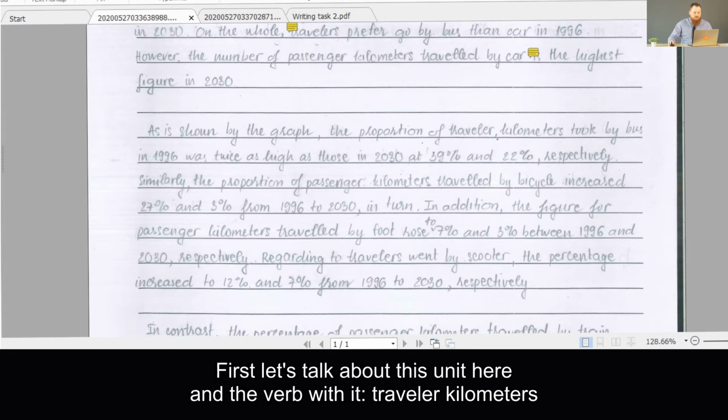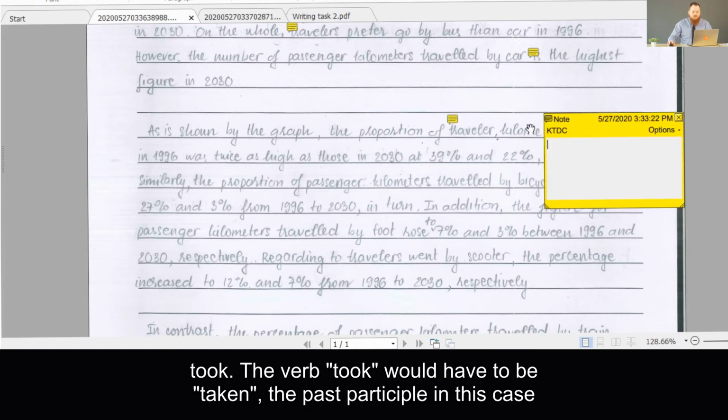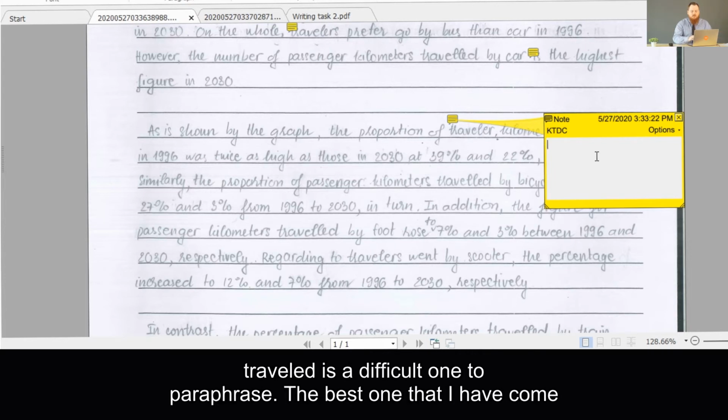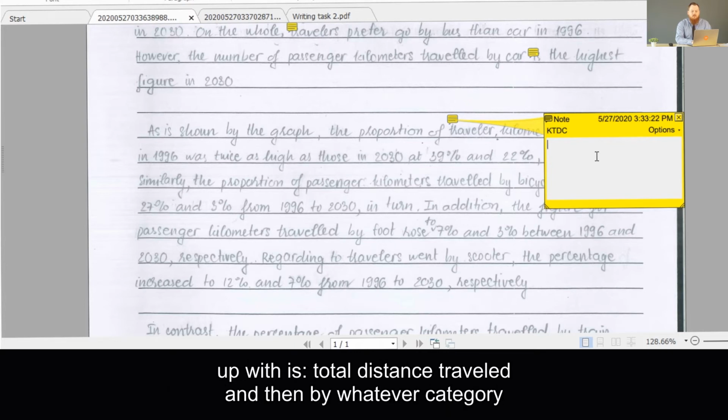First, let's talk about this unit here and the verb with it, traveler kilometers took. The verb took would have to be taken, the past participle in this case, but it's still not the correct verb that we need to use. So passenger kilometers traveled is a difficult one to paraphrase. The best one that I have come up with is total distance traveled, and then by whatever category.